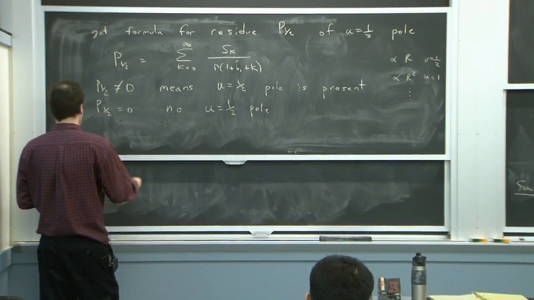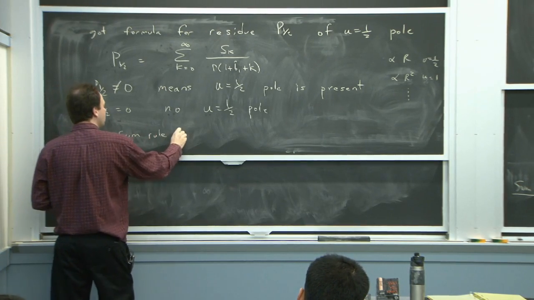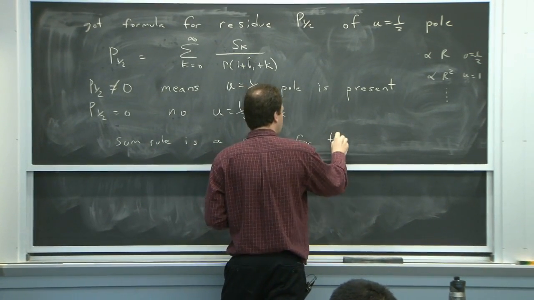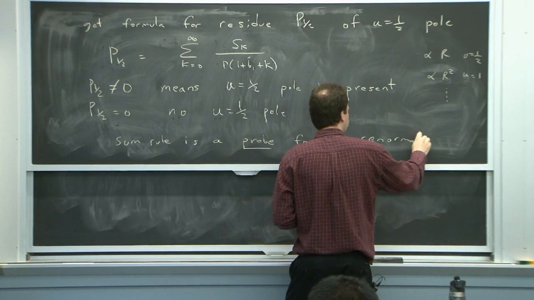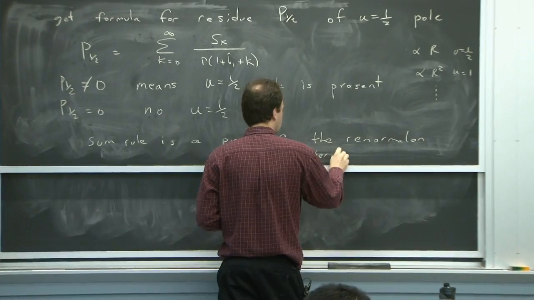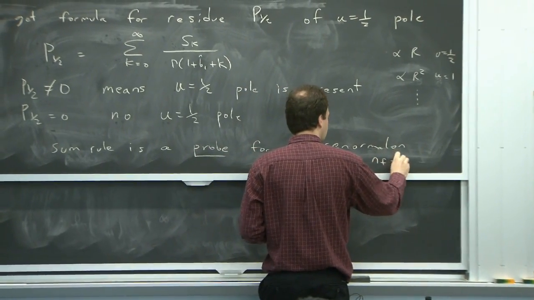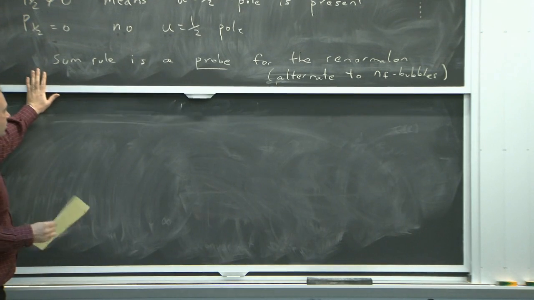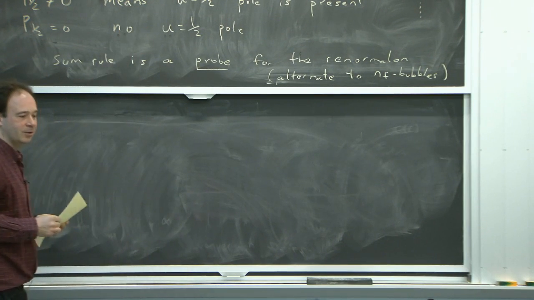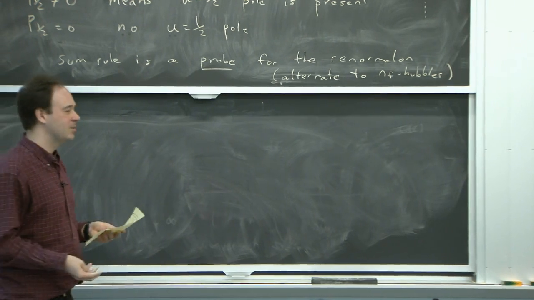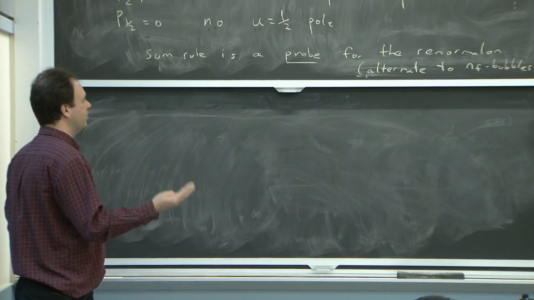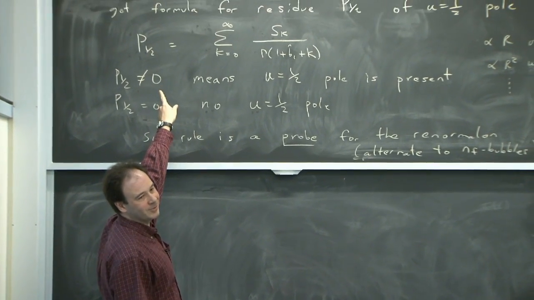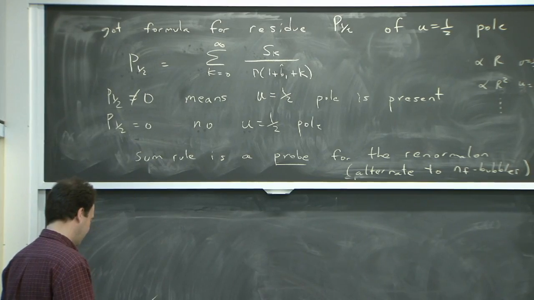All right. Okay, so the sum rule is an alternate probe for the Renormalon. The NF bubbles are the classic one that people know about, and this provides an alternate. The nice thing about this is it also provides a series that you can look at the convergence of, where the NF bubbles just get a result. So NF bubbles are good for finding out whether or not this thing has a Renormalon. If you get some non-zero result, then you expect that it does. This way, you could actually calculate the residue if you wanted to know that value for some reason.